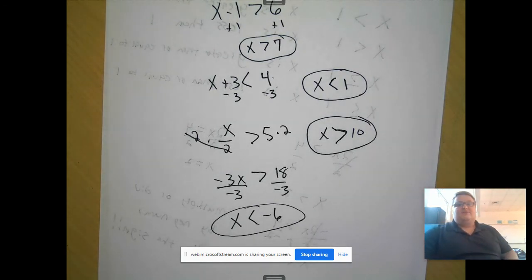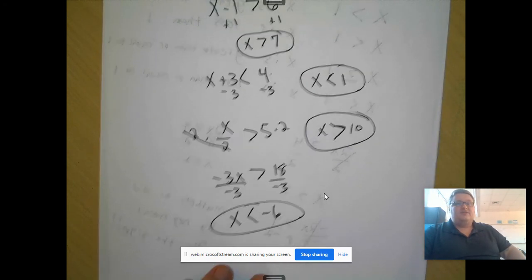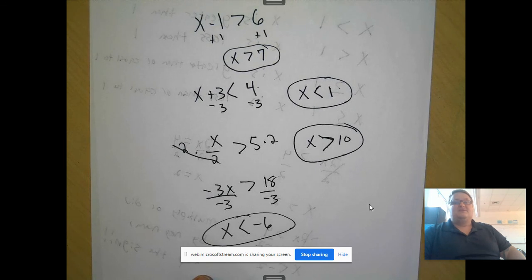In our next video, we'll go over two-step inequalities, which are very similar to two-step equations. And then we'll learn how to graph these things. We'll learn how to graph equations and inequalities. So I'm looking forward to that.